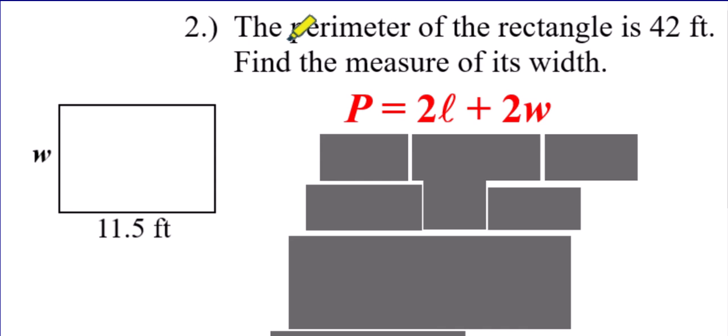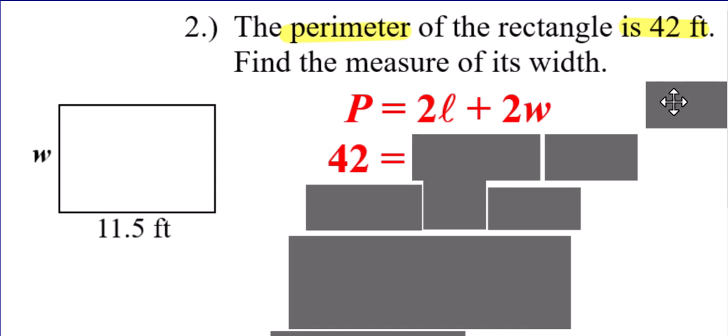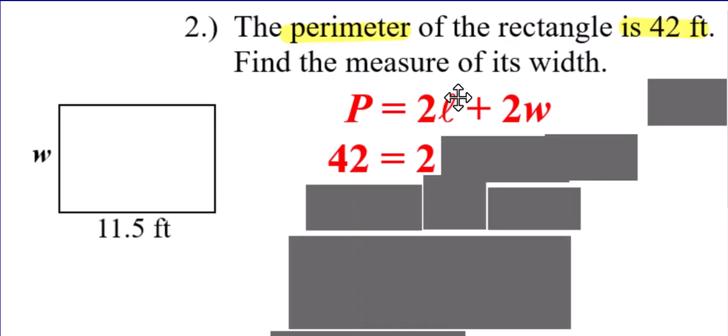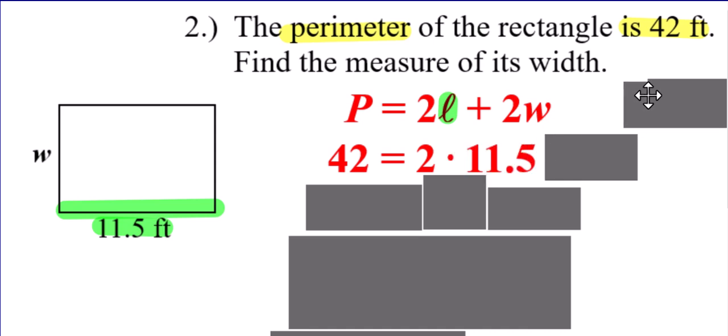And just like the last problem, they gave us the perimeter. They told us it was 42 feet. So perimeter, P, will be replaced with what it equals, which is 42 feet. 2 is still 2. Do we know the length? Well, on the last problem, we didn't. We had to find the measure of the length. But on this problem, we're finding the measure of the width. So the length is actually given to us here. So the L will be replaced with what it equals. So instead of 2 times L, it's 2 times 11.5.